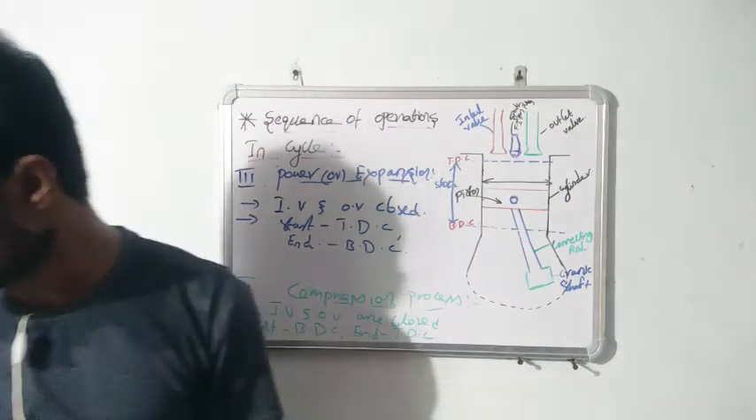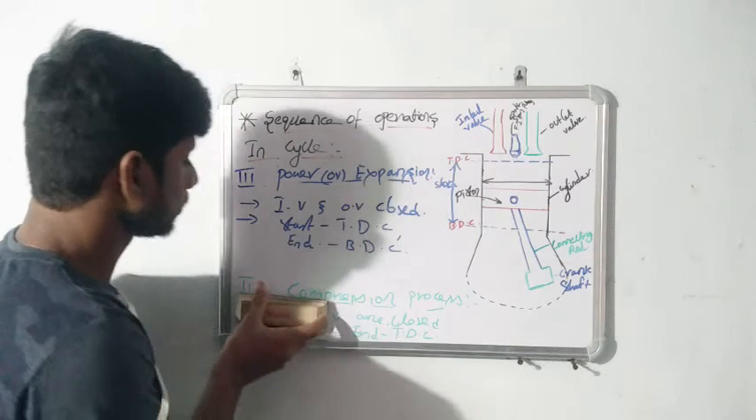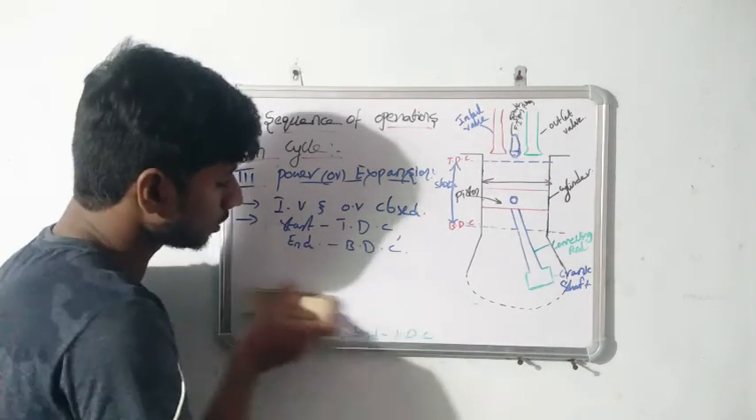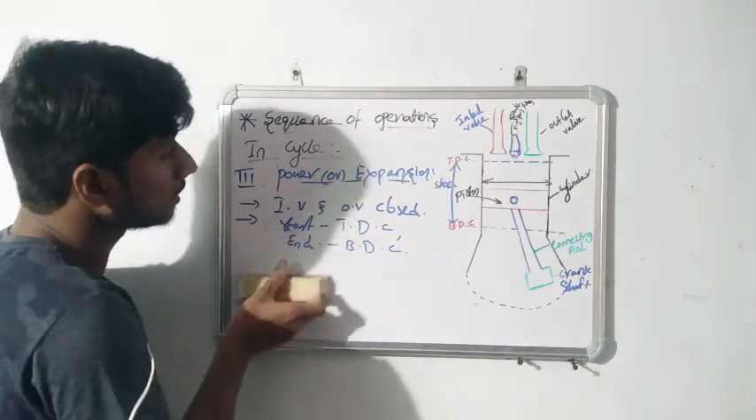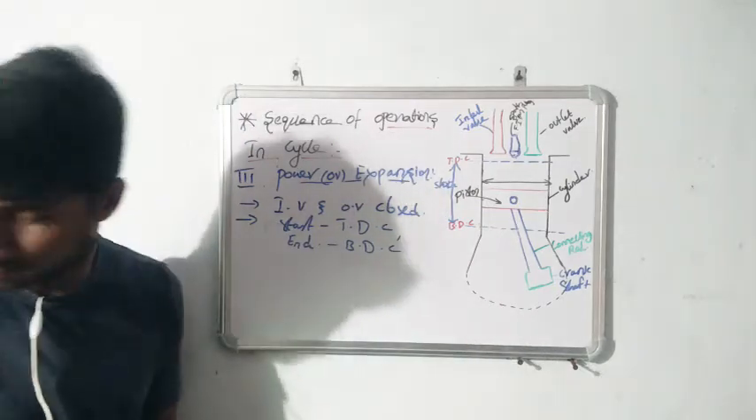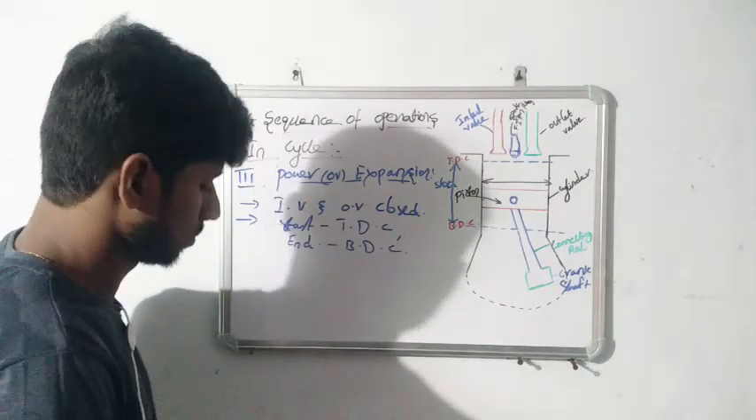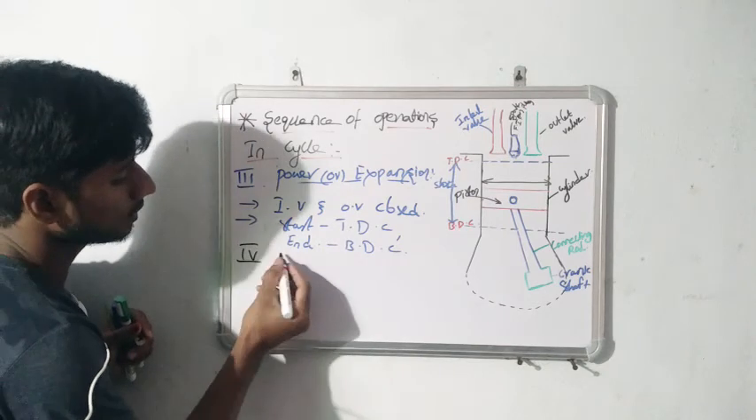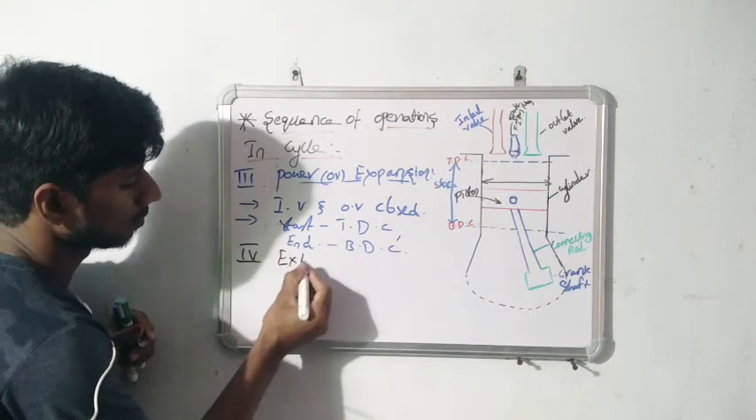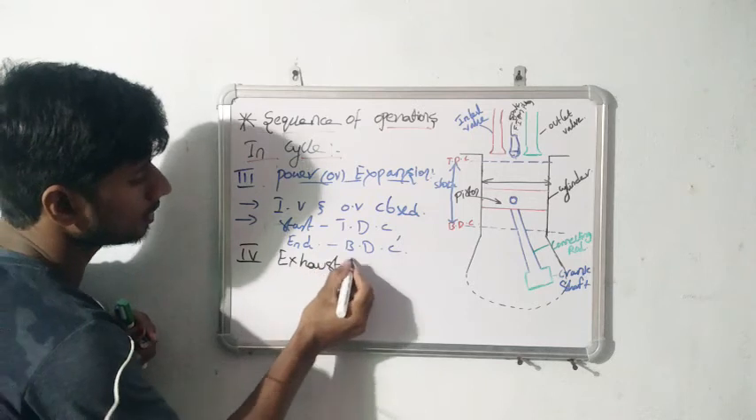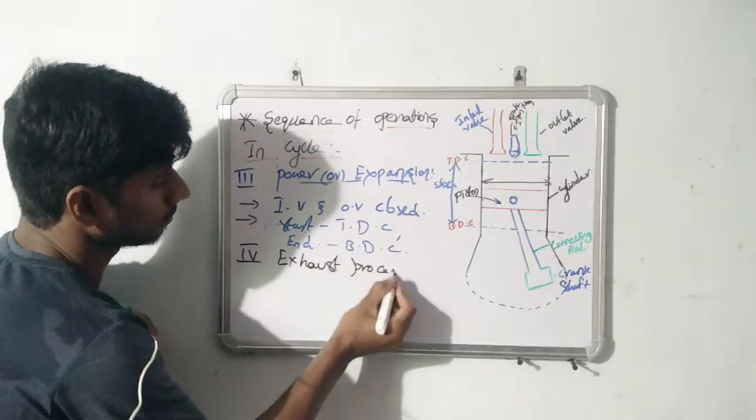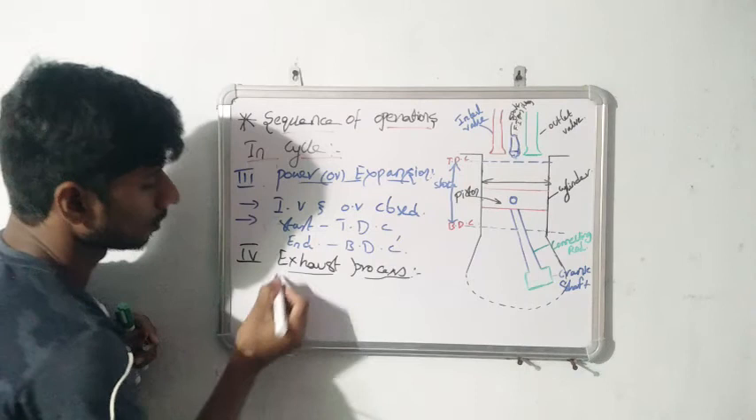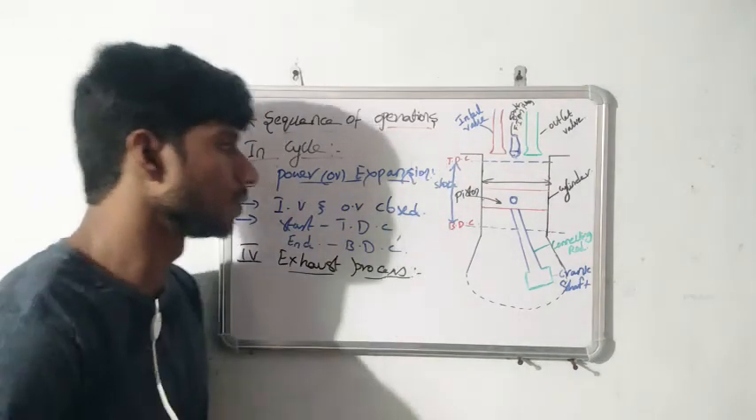Go to the next stroke or next process, that is the exhaust process. It is the final process in this cycle. This is the fourth and final process here, the exhaust process. So what happened in this process?